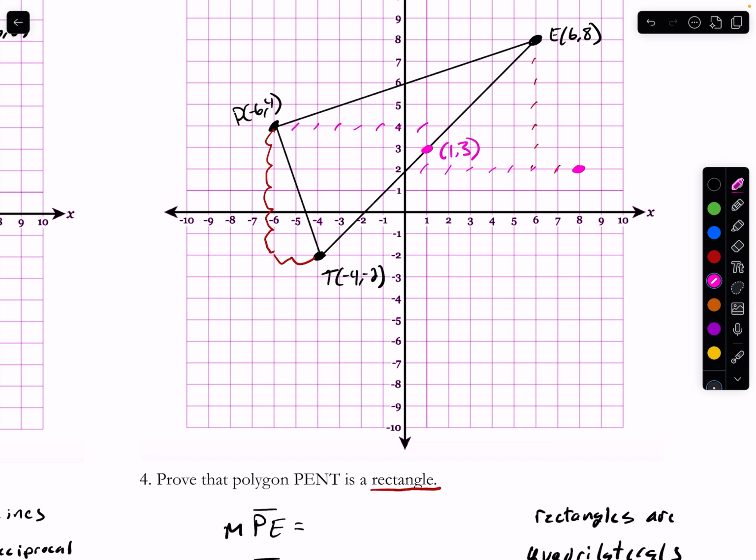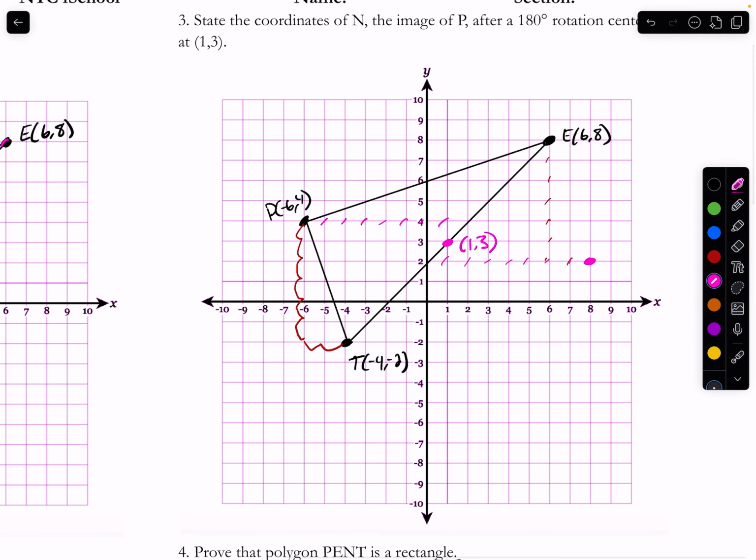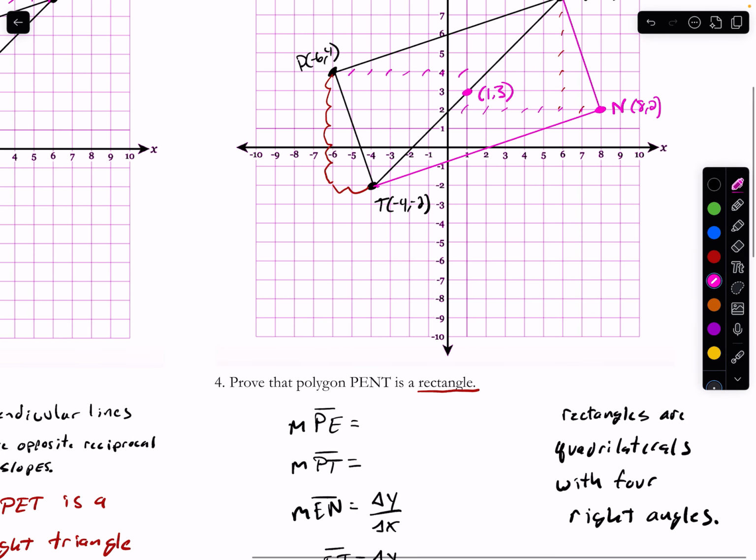You see both times I'm going to land on the same exact spot if you're not using patty paper or really thin graph paper. So the point that I found here is our new point N, and I have to state the coordinates, and the coordinates are (8, 2). So very important that we state our coordinates. So what we have now here is we're going to complete our new shape, and we're going to determine, is our new shape a rectangle, right? And now a rectangle is a quadrilateral with 4 right angles.